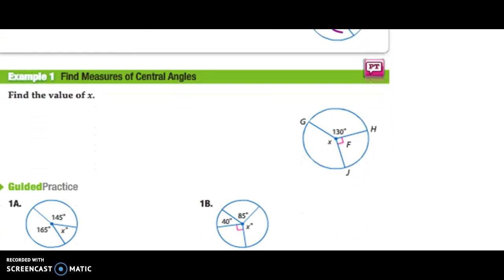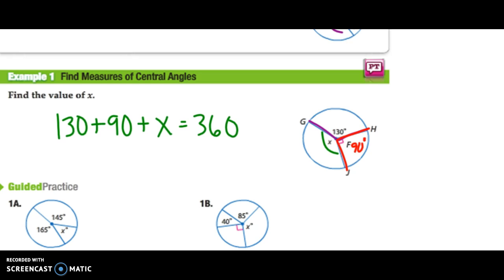So in example 1, it says find the value of x right here. Well, we know that GFH is 130 degrees. We know that JFH is 90 degrees. Remember that little box means 90 degrees. And then there's x, and we don't know what that is. So what we're going to do is say 130 plus 90 plus x all has to add up to 360 degrees.